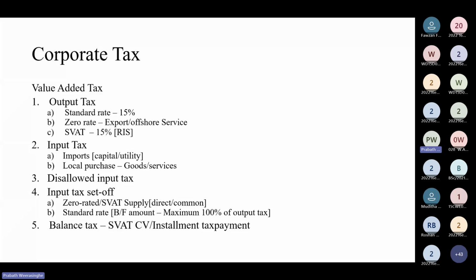So that amount we can set off against the output tax. And the balancing is related to the standard rate supply. Then the brought forward amount, allowable input tax brought forward from the previous taxable period, we have to add. Then there is a maximum limitation of deductibility of the input tax, that is 100% of the output tax, right? That's the amount we can deduct. So thereafter, the tax liability for the period. So what we can deduct is tax credit.